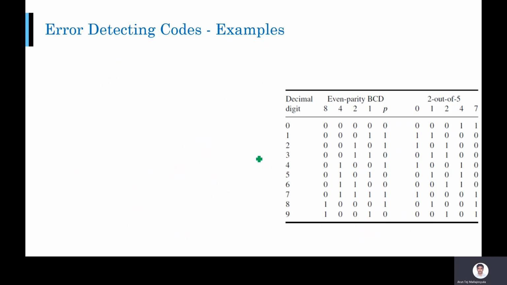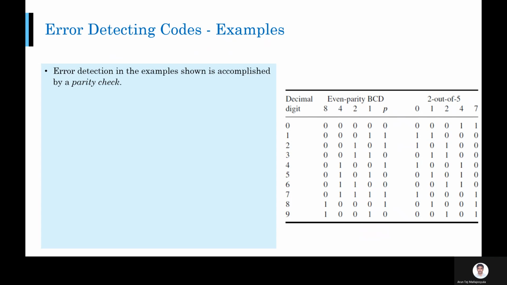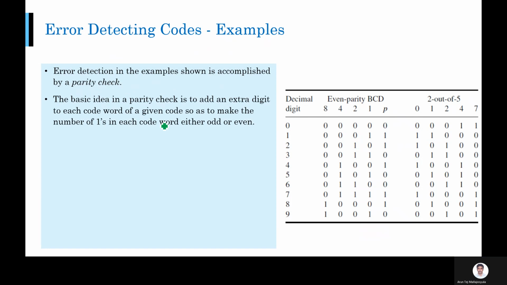All right, so let us take some examples here. I'm showing two examples of error detecting codes. One is even parity BCD, another is 2 out of 5 code. So these are the two examples we will be looking at. So how is the error detection accomplished in this code? Error detection in the examples shown is accomplished by what is called a parity check.